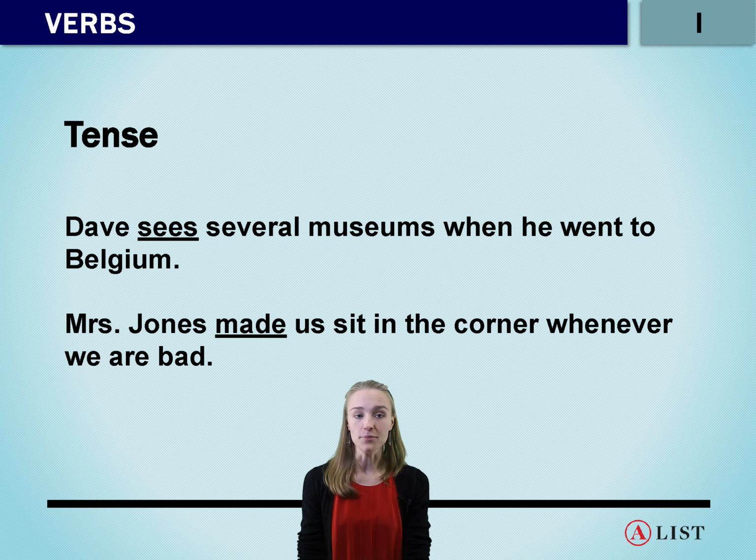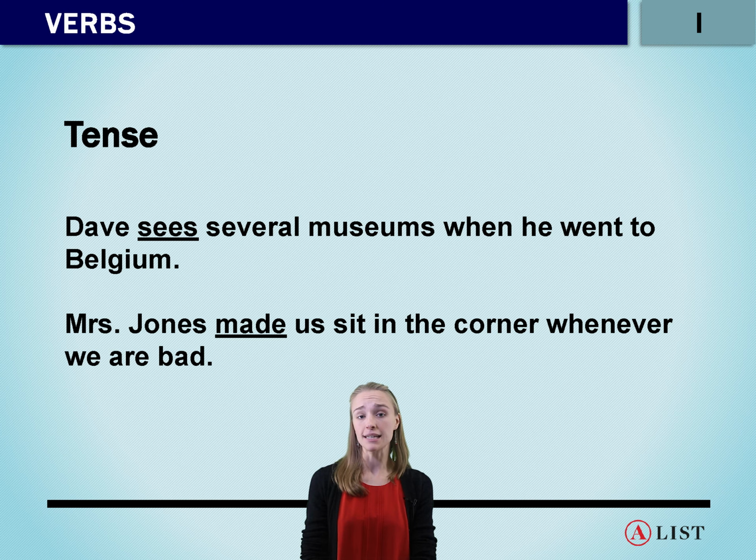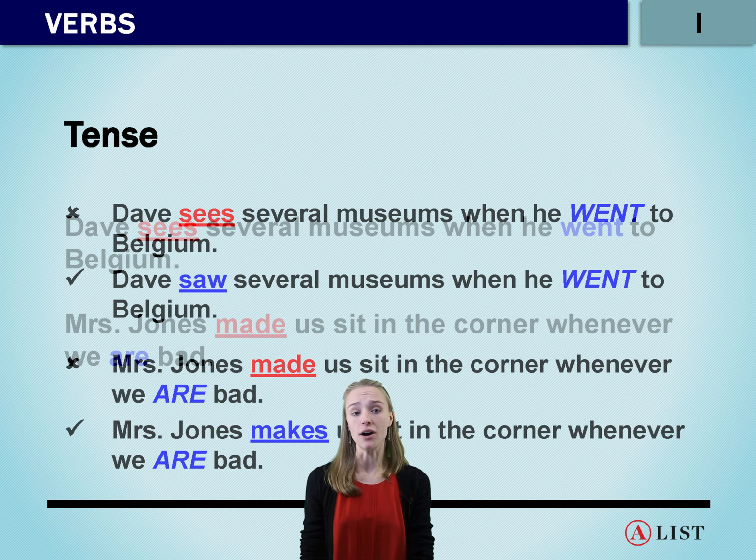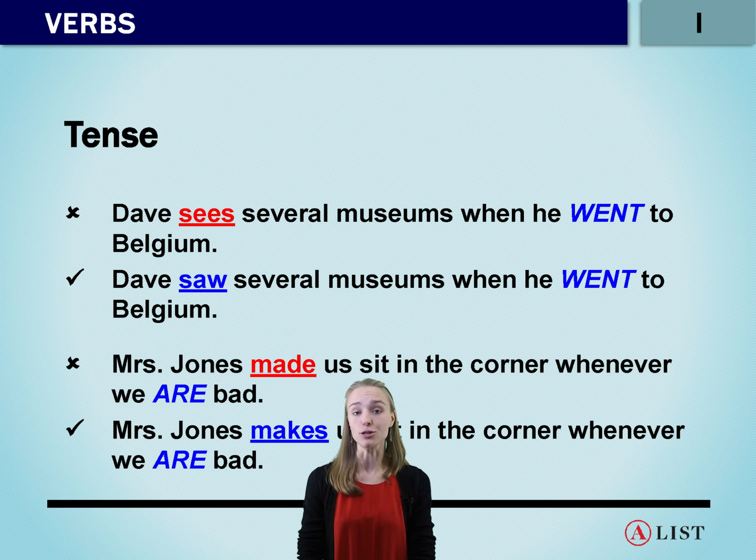So in this example, we have Dave sees several museums when he went to Belgium. Since sees is underlined, that's the verb that we may need to change. Let's look for our other verb, went to Belgium, and figure out what tense it's in so that we can match sees to that tense. So went is past tense, which means we need to change sees into the past tense. So we would prefer to say Dave saw several museums when he went to Belgium.